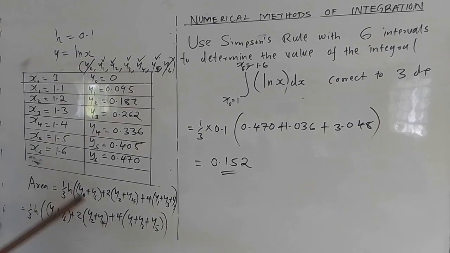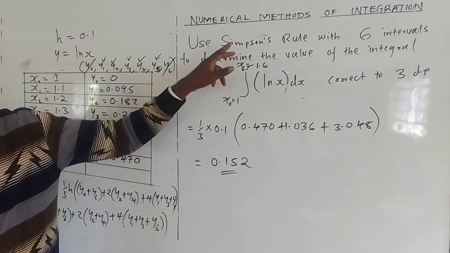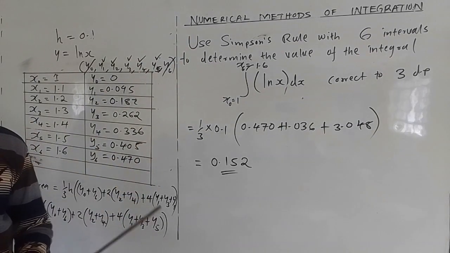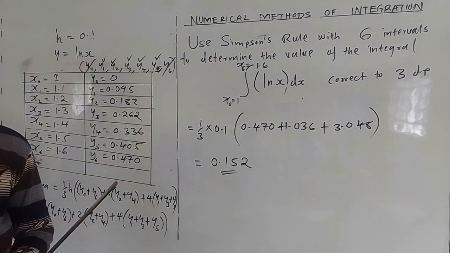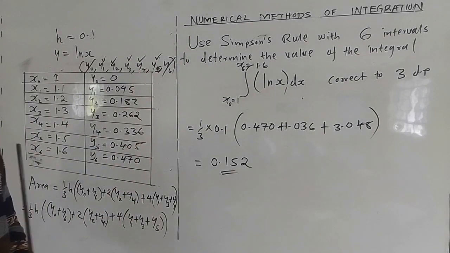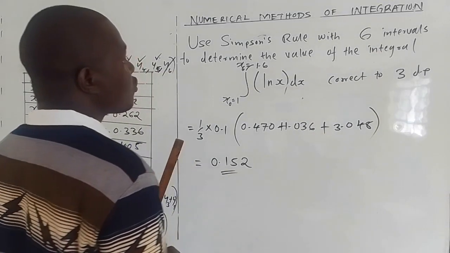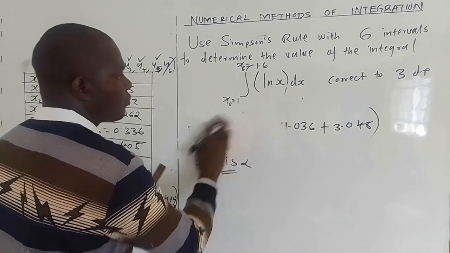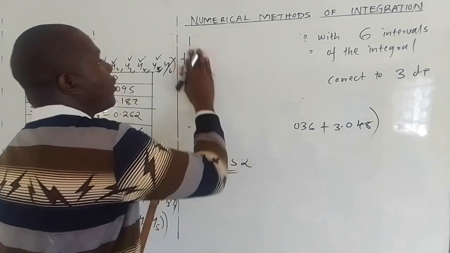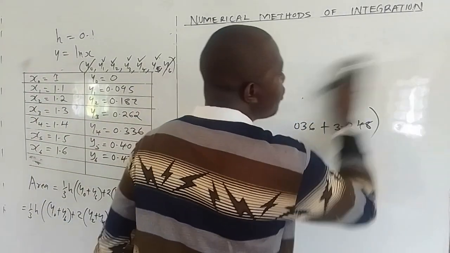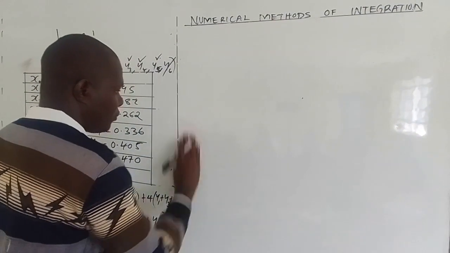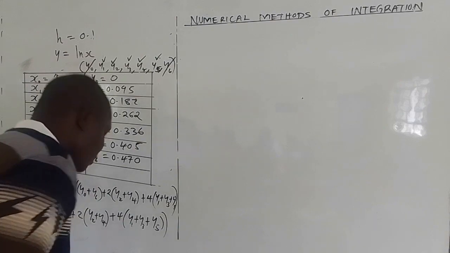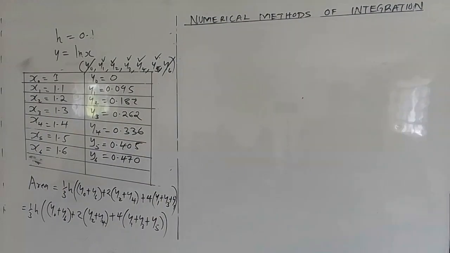Now, we want to use this same example with the mid-ordinate rule. This same example. Are you seeing? Are we together? This same example. So use the mid-ordinate rule. Let us use that same example with the mid-ordinate rule.